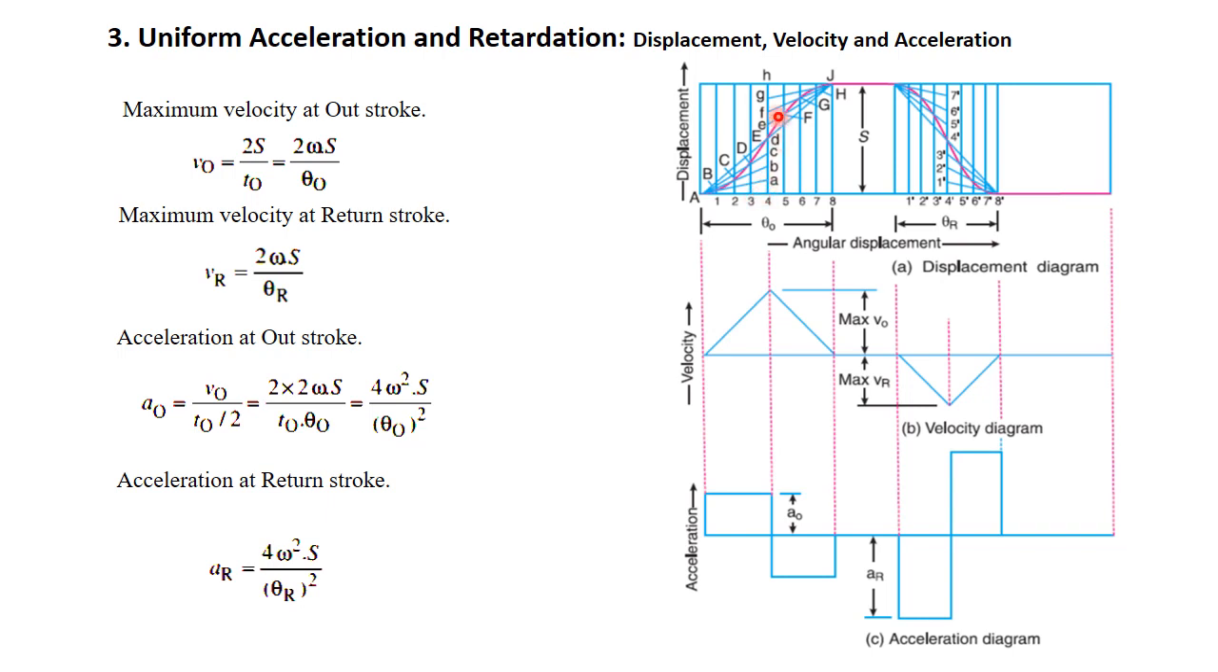In a similar fashion, if we see the displacement during the next half of the outstroke, the displacement during 4 and 5 is very large. The displacement during 5 and 6 is smaller. Then during 6 and 7 it is smaller, and 7 and 8 is smaller. So this is how the displacement diagram is going to take place.